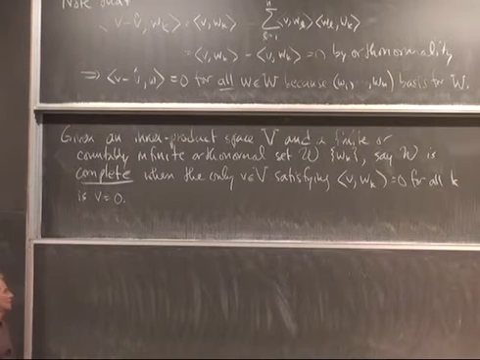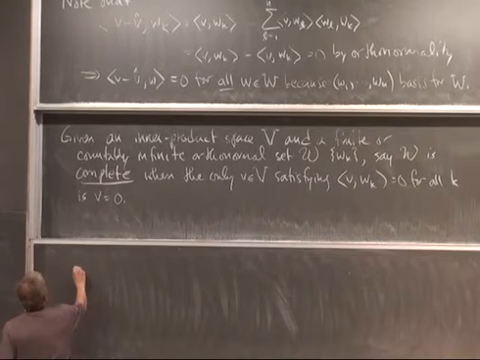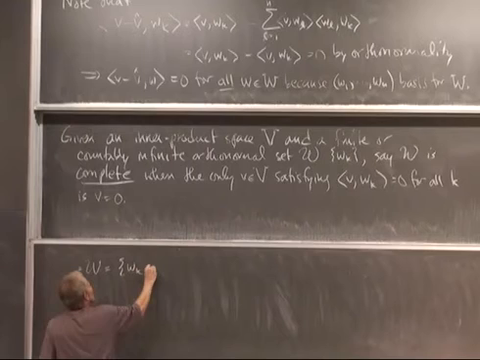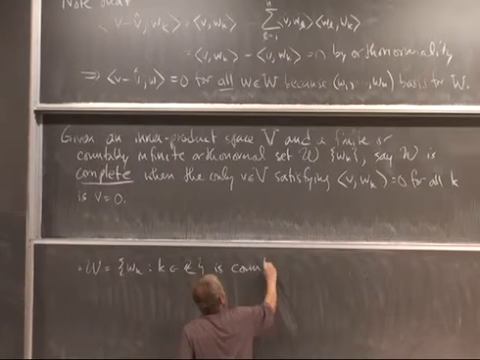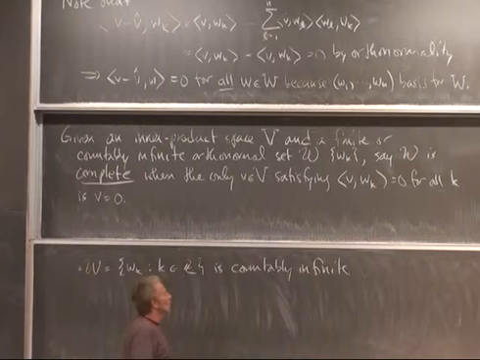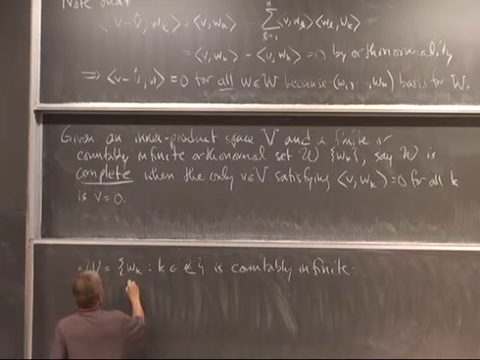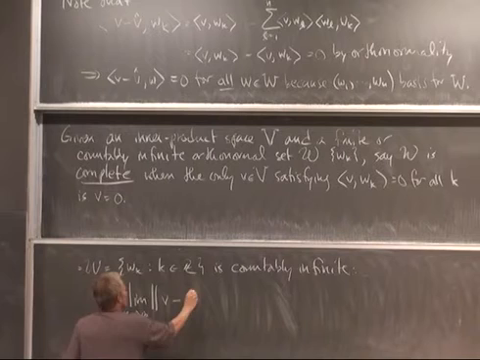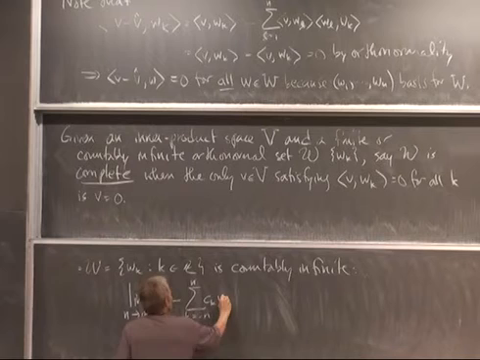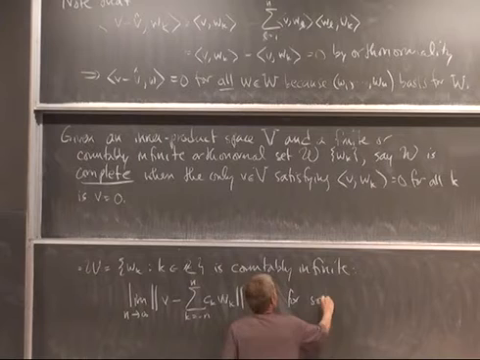Anyway, so that's what linear combo means when W is a finite set. And so when W equals, say, the set of all WK such that K is in the integers, so that's countably infinite, the meaning of linear combo is this: you can find some constants CK, K in the integers, such that the limit as n goes to infinity of the norm of V minus the sum from K equals minus n to n of CK WK is equal to 0.